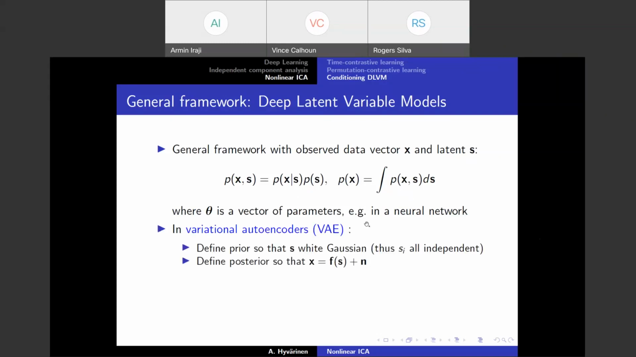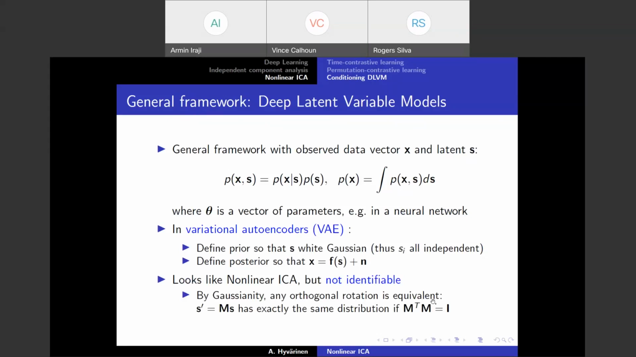Okay, next, please. Now, in variational autoencoders, this is, of course, a very popular method for unsupervised deep learning these days. You go very much in the direction of nonlinear ICA, in fact. What they do is that they define that the prior S is white and Gaussian, so uncorrelated Gaussian variables, which means also that they are independent. And then we define a posterior so that we take some arbitrary nonlinear transformation F, pretty much the same kind of F as what we had earlier, plus of S, plus then N, which is a noise term.